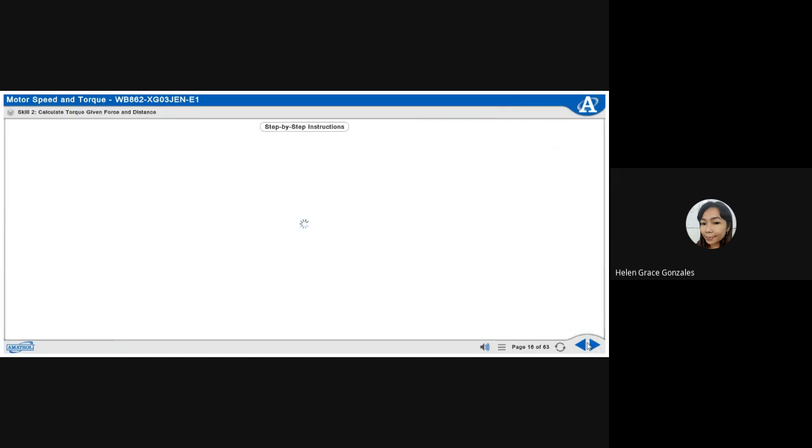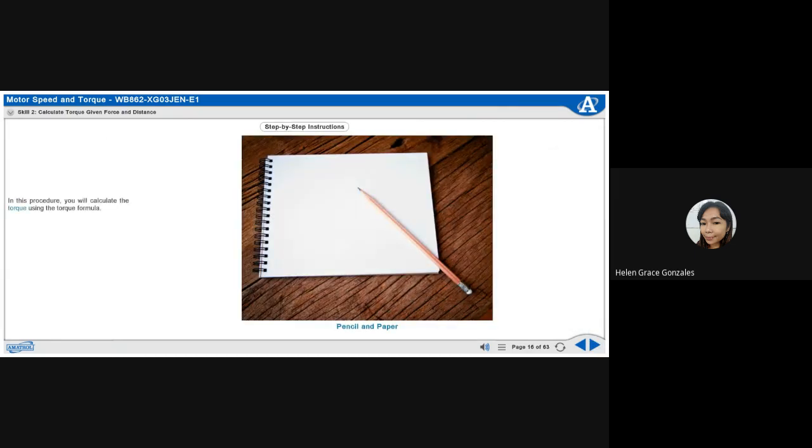Calculate torque given force and distance. In this procedure, you will calculate the torque using the torque formula. Click on the pencil and paper to view the step-by-step instructions for performing this procedure.